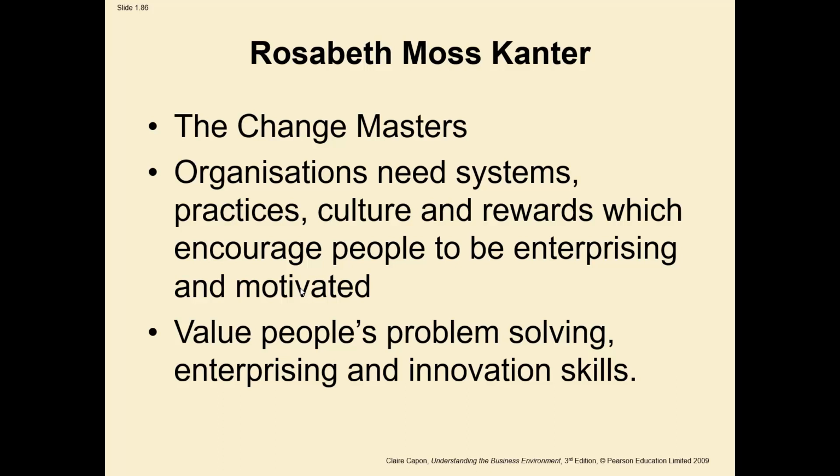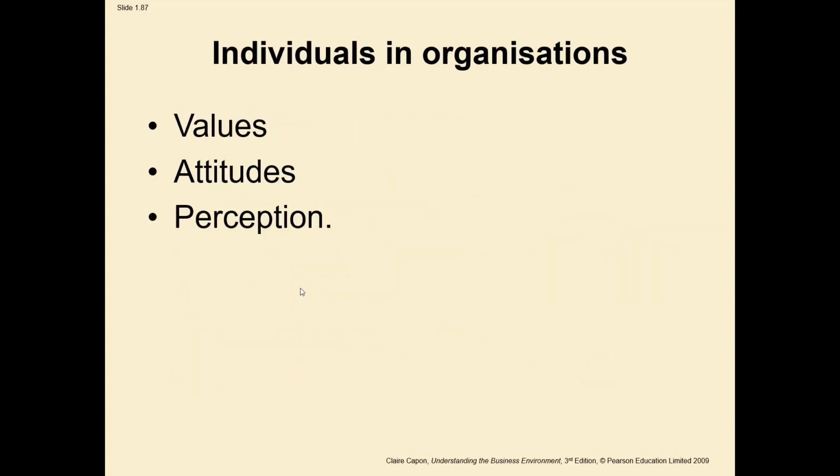Okay, Rosabeth Moss Kanter then, on management and organisation behaviour, the change masters. The organisation is systems, practices, cultures and rewards which encourage people to be enterprising and motivated. So I need to have the system in there, I need to have the behaviour and the culture there, and I need to actually offer rewards to motivate people. The focus is on valuing people's problem solving, enterprise and initiative skills. So putting it back to people. And regarding McGregor, it's saying that people are more Y class, wanting to work, wanting to solve and fix the issues.